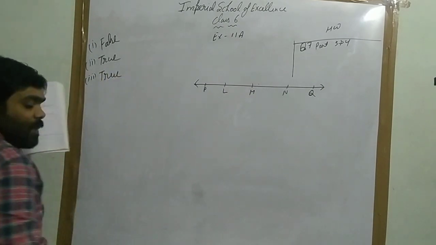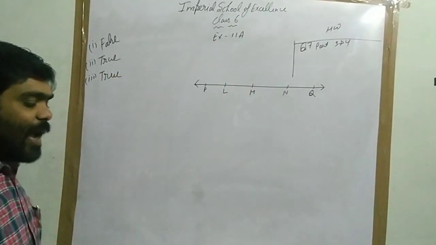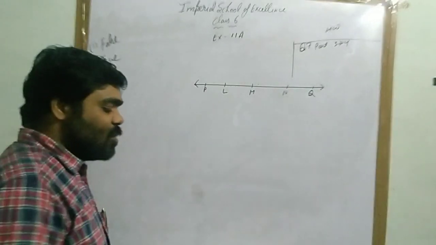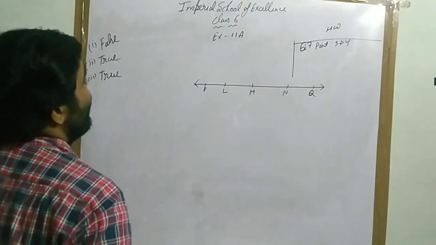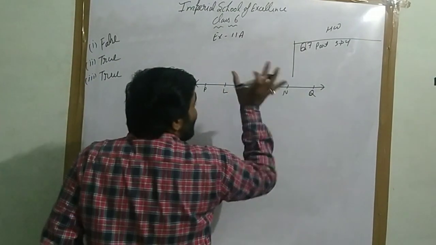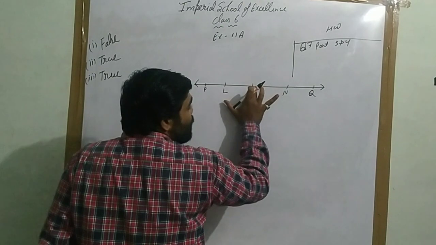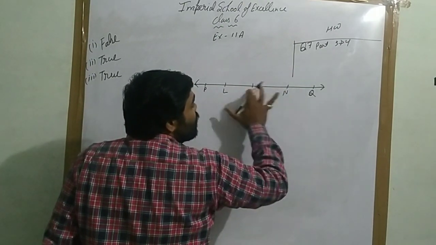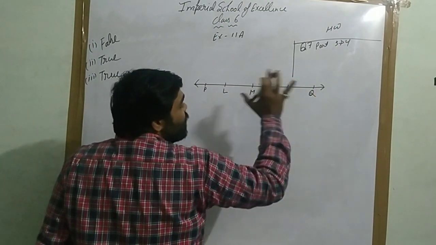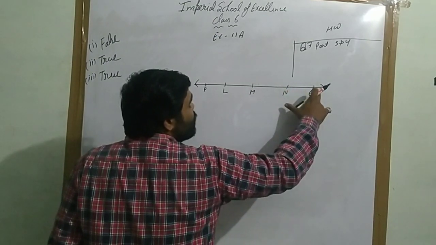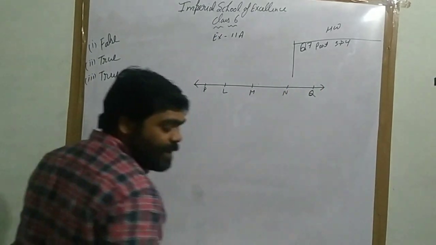The third statement is also true because ray MQ extends endlessly from M to Q and ray NQ extends endlessly from N to Q. If we talk about M and Q, this ray starts from M and goes through Q endlessly. Then we talk about NQ. This also starts from N and goes through Q endlessly. Here there is no end.